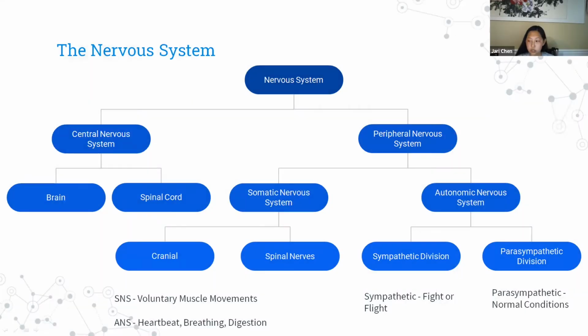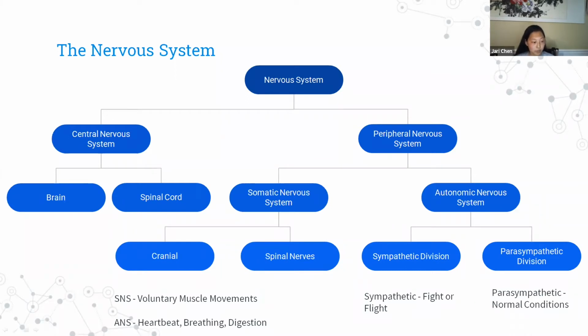So here we go, the nervous system. The nervous system is a big part of psychology, and it is split into two different big branches, the central nervous system and the peripheral nervous system. The central nervous system consists of the brain and the spinal cord, so just the bodily stuff. And then the peripheral nervous system is split into somatic nervous system and autonomic nervous system.